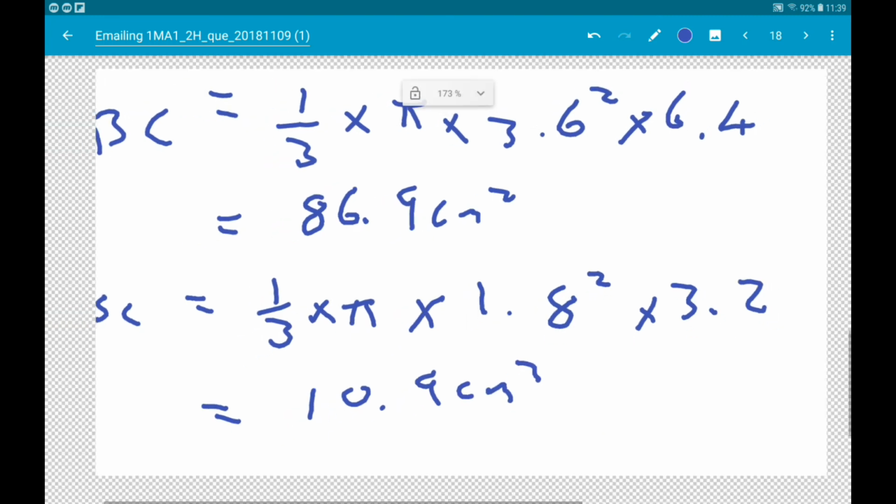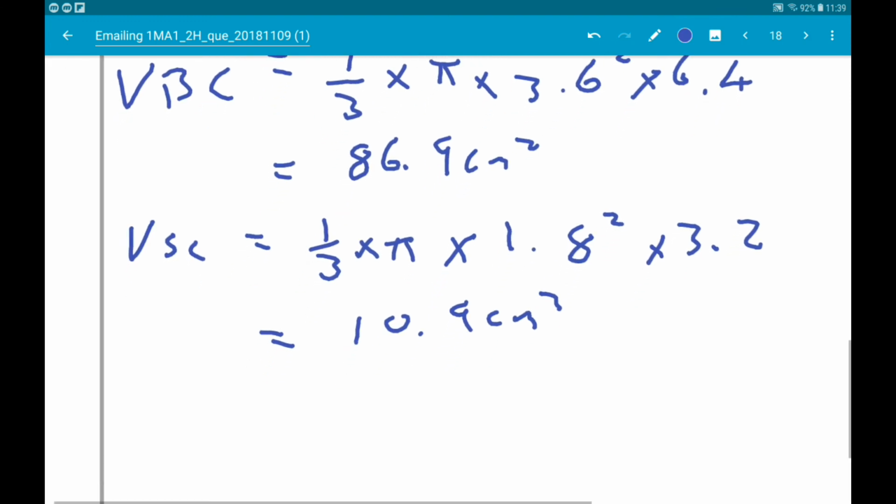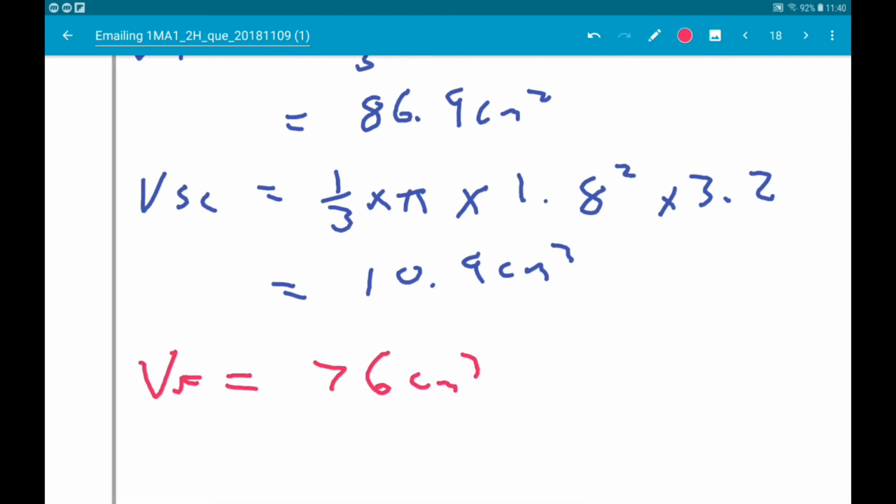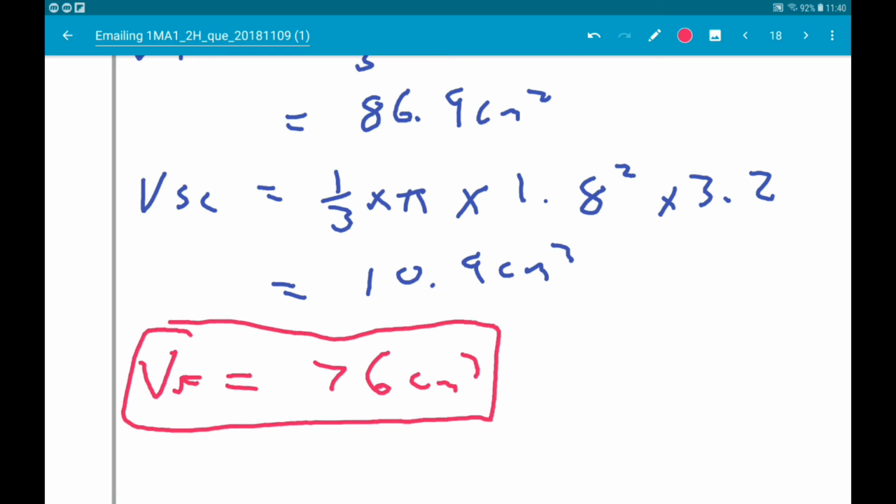Okay, so we can now work out the volume of the frustum. So that is going to be 86.9 minus 10.9, so that gives us 76 centimeters cubed. Okay, so we're going to need that again. From that, we can also work out the mass of the frustum.